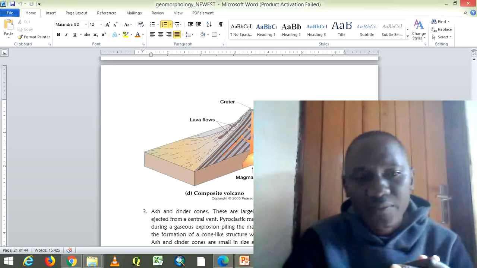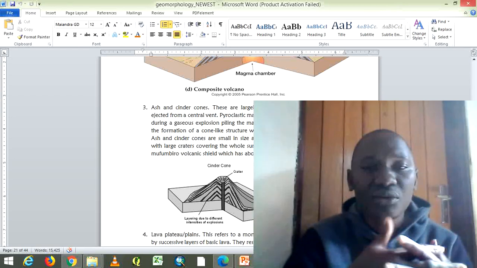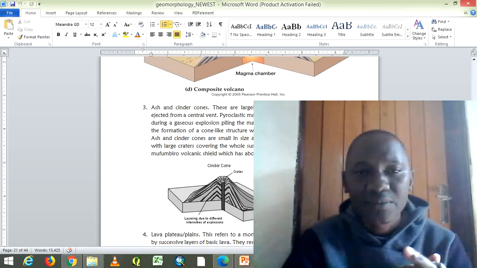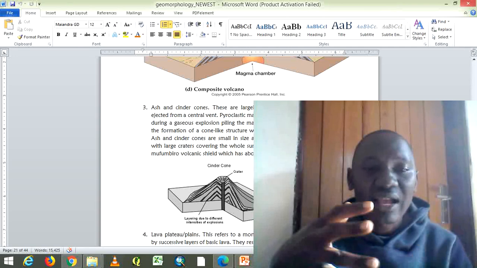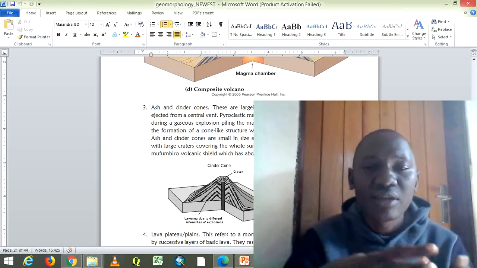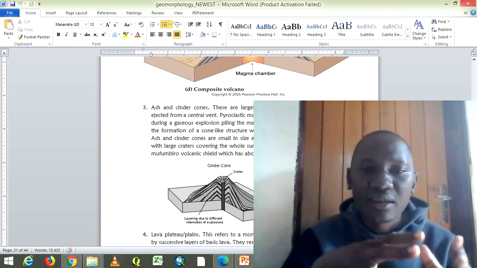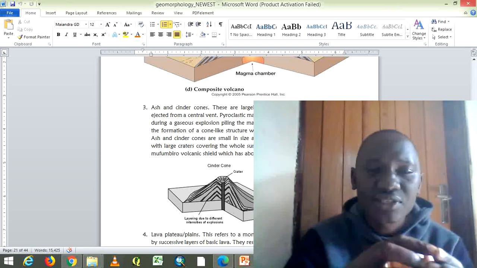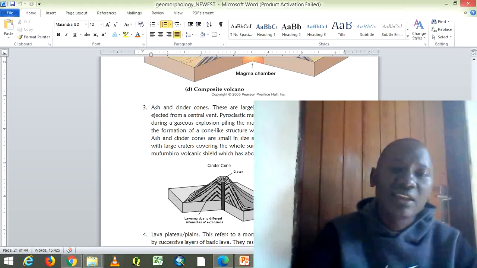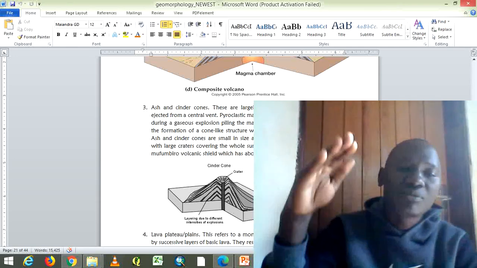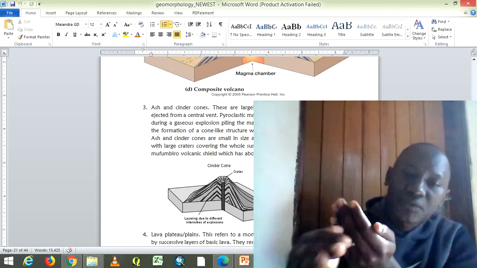Number 3, we have the ash and cinder cones. And we say these are largely constructed by pyroclasts, usually ejected from a central vent. Pyroclastic materials are extruded onto the surface during a gaseous explosion, piling the material around the vent. And just like the name suggests, ash and cinder, it means that this volcano is made up of layers of ash and cinder, where there is an extrusion of ash, and then on top of that ash, there is an extrusion of pyroclast, which now becomes the binding material. So that if you remove this layer of pyroclast, just below it is just volcanic ash.